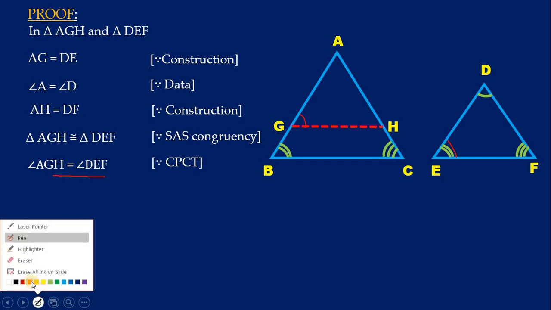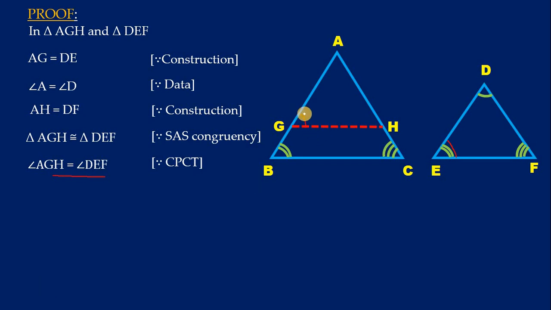Next, this is very important to understand, children. Look at here. Just now we have proved this angle is equal to this angle, but this angle ABC is equal to this angle DEF. That is what we have written in data. Angle B equals angle E because corresponding angles. See, angle ABC is equal to angle DEF because the data is the reason.